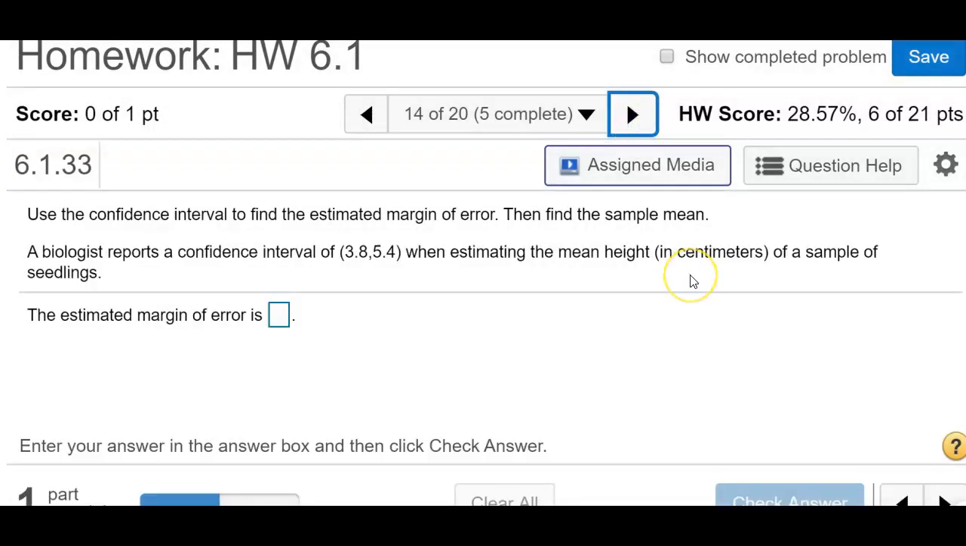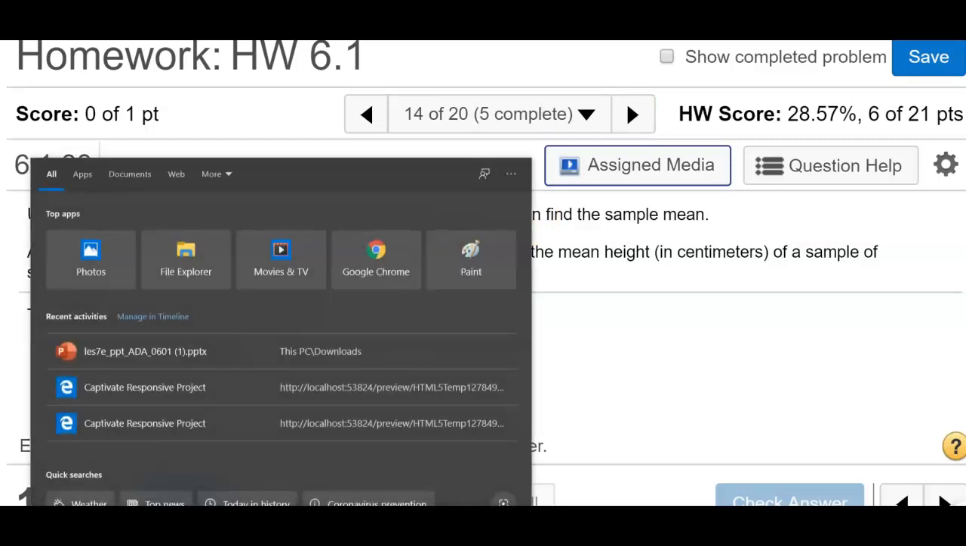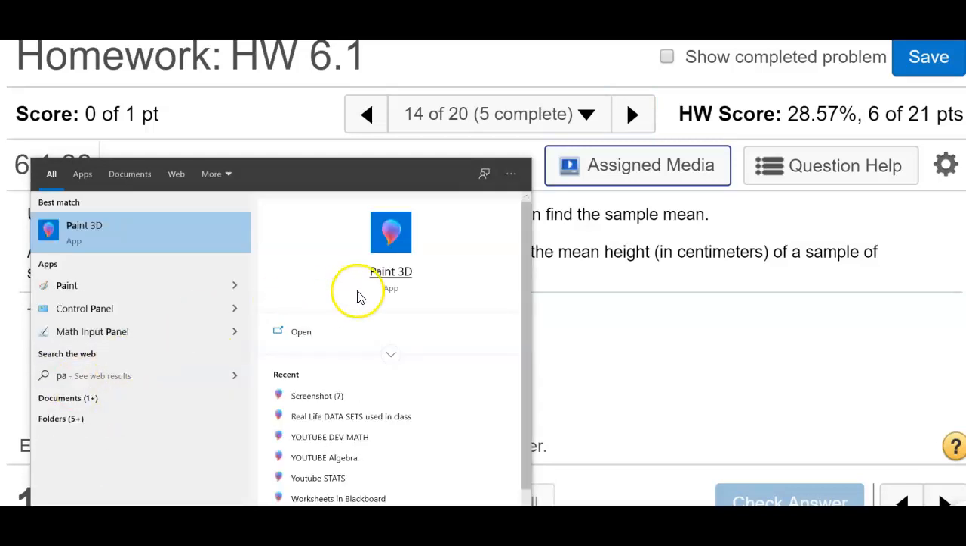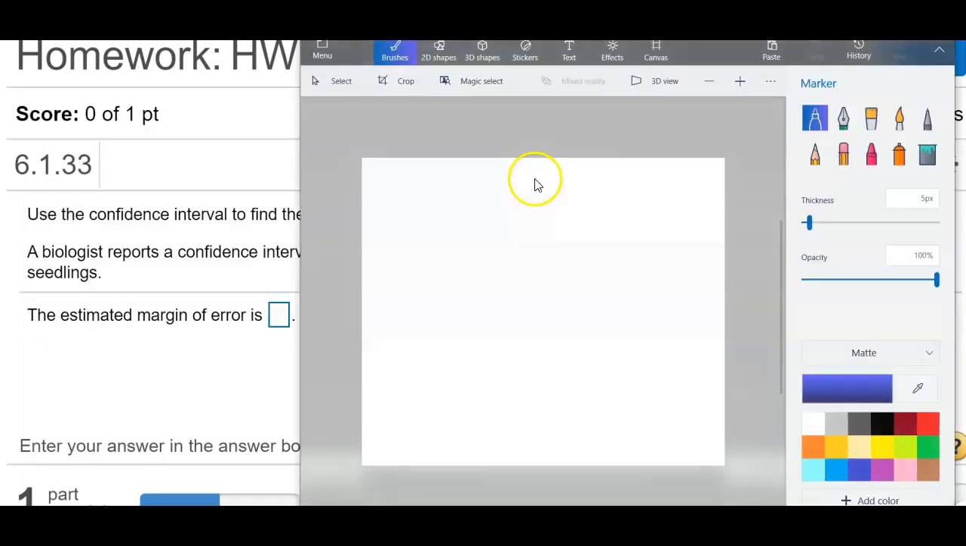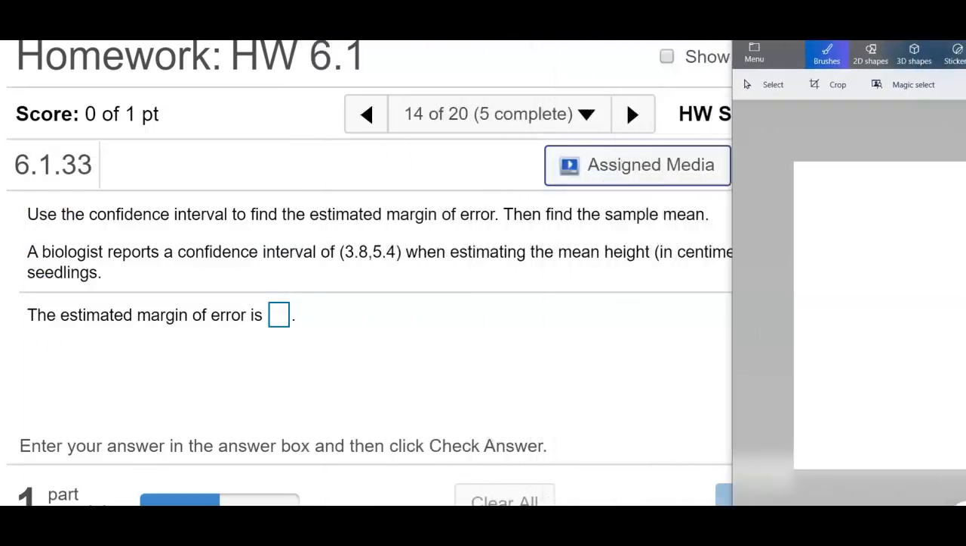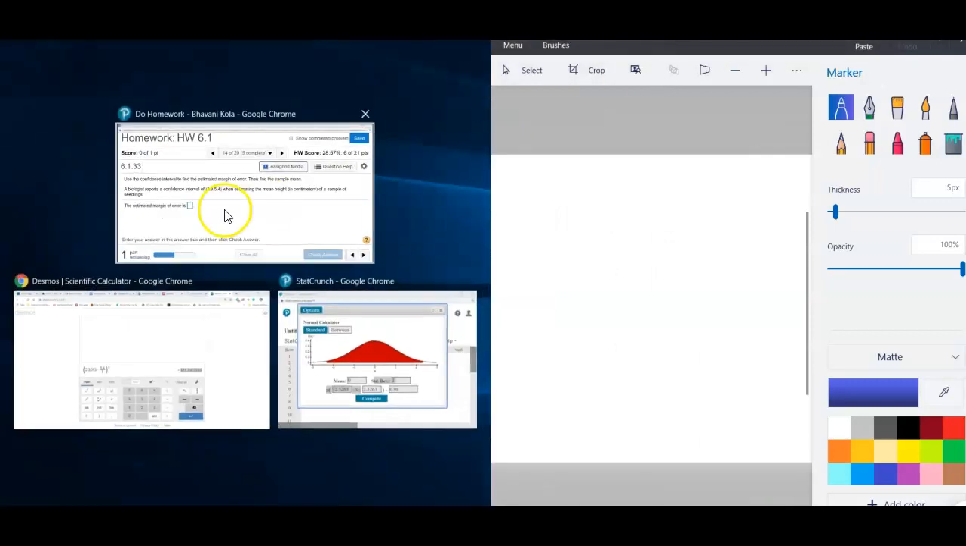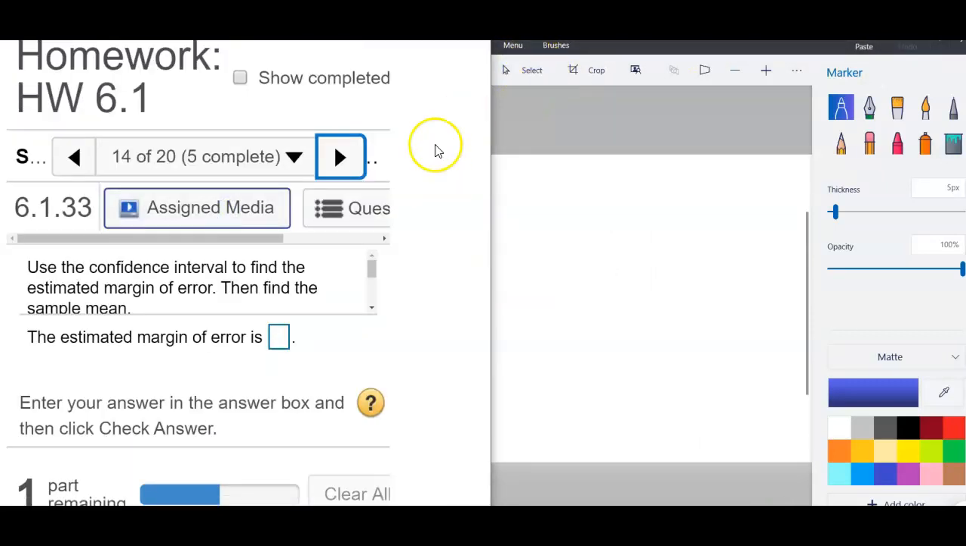So when you do the previous problem, it's always nice to have a pen and paper handy. So for the next one, they said use the confidence interval to find the estimated margin of error. Let me see if I can pull up my paintbrush here so it's easy for me to write on it. Paint 3D. Okay, I'll have it here, a new one.